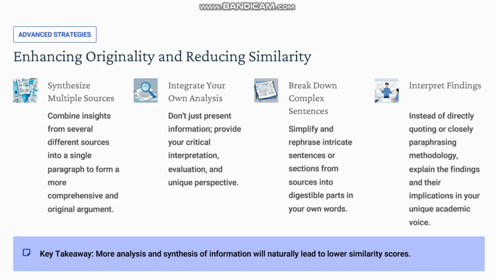And lastly, interpret findings. So instead of directly quoting or closely paraphrasing the methodology, explain the findings and their implications in your unique academic voice. Also very important. Okay, so with all this information, I believe your next article will have a difference.